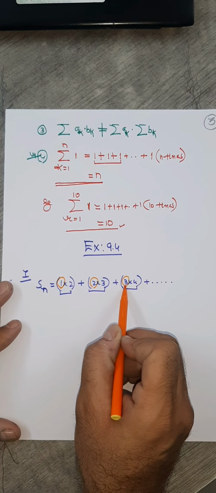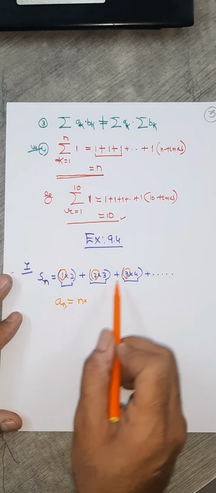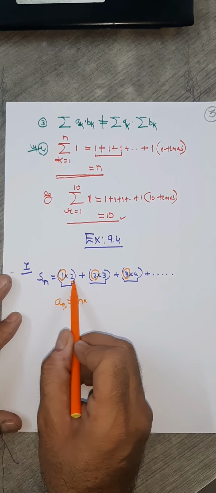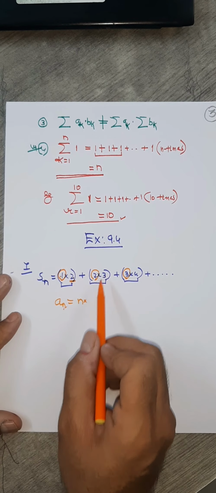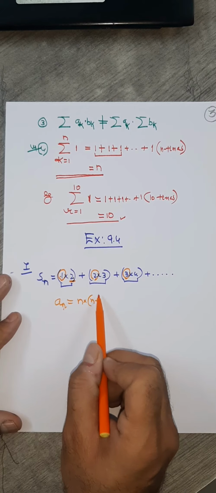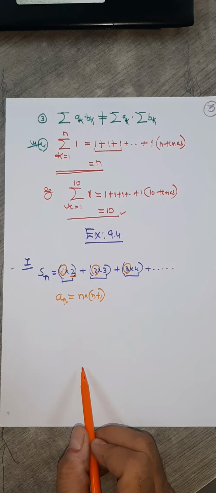Okay. So I'll write here in general the nth term. You can write here an equals to n into. So if I put n equals to 1, you will get 1. If I put 2, you will get 2. You put 3, you will get 3 into. Now what is the next number? That is the first number plus 1. 3 is nothing but 2 plus 1. So what should I write? N plus 1. This is the nth term.